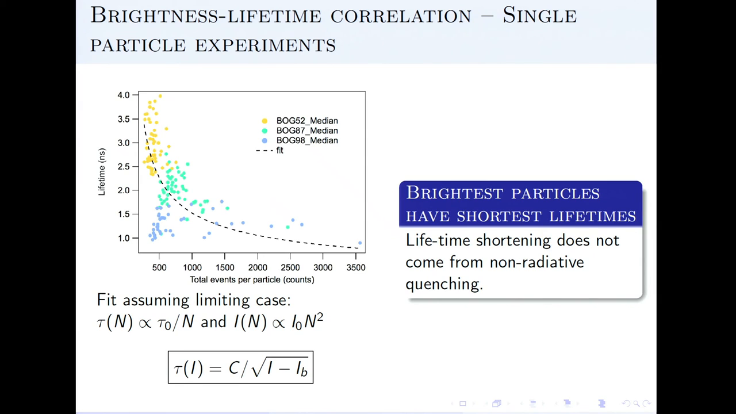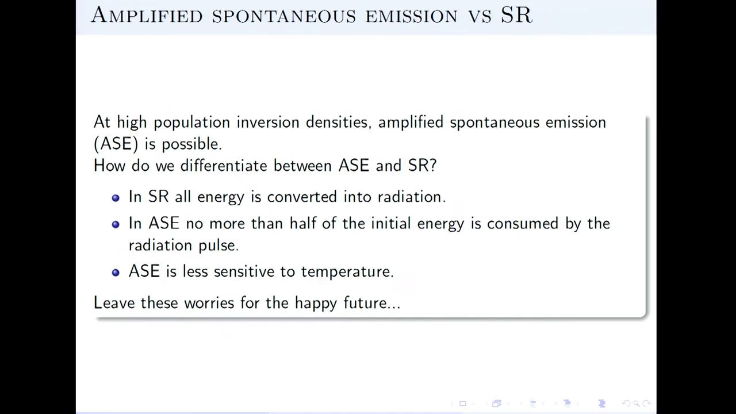So the conclusion from here is that lifetime shortening does not come from non-radiative quenching. If it did, you would see, for these particles here, that's what I think happens. But in our case, for most particles, the brightest ones have the shortest lifetimes. Yeah, I'm actually done. Thank you.